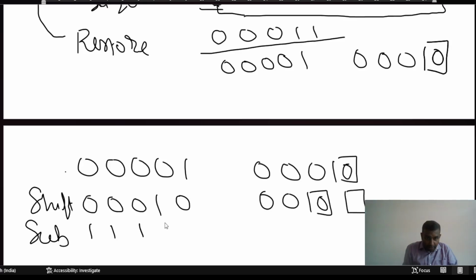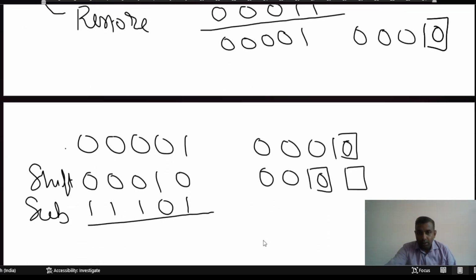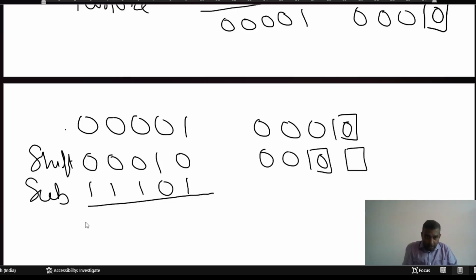Minus 3. If we add minus 3, then we will get the result. So what is the result? Result here is, okay. So this is the result of subtraction.